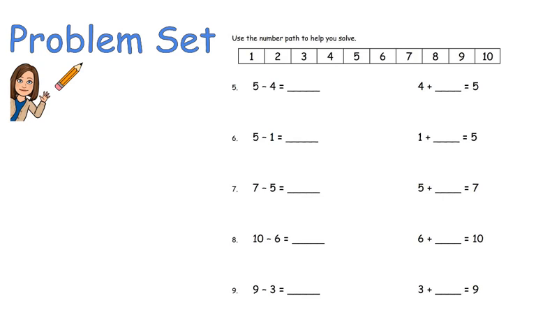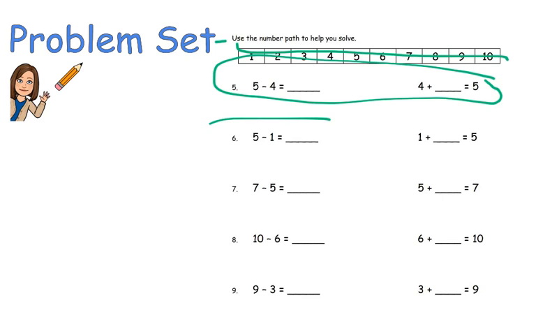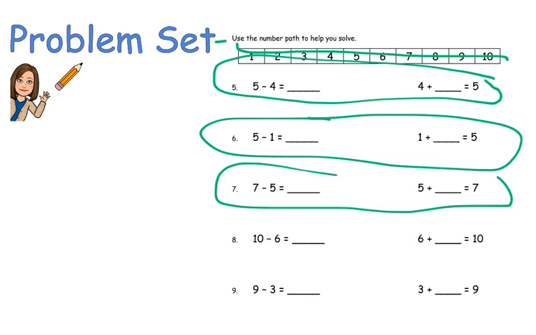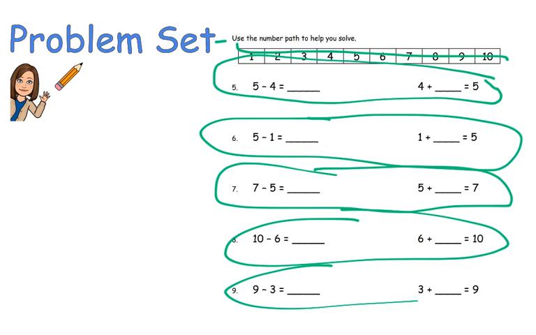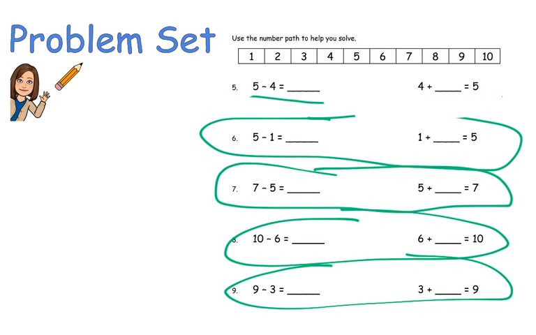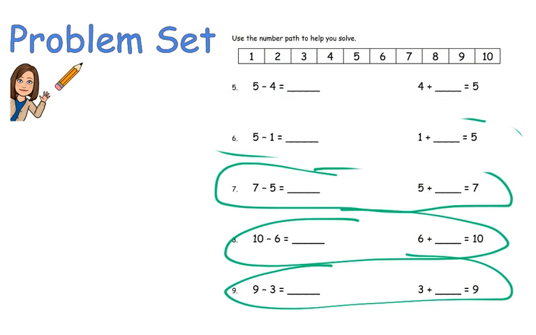Nice work. Now that we finished number 4, let's do the next page. So turn your page in your book. And this page has a very similar set of directions. It says use the number path to help you solve. So again, we're going to use this number path at the top to solve the problems. And these problems go across. Okay? Something that was a little confusing in class is that these problems do go across, not down.